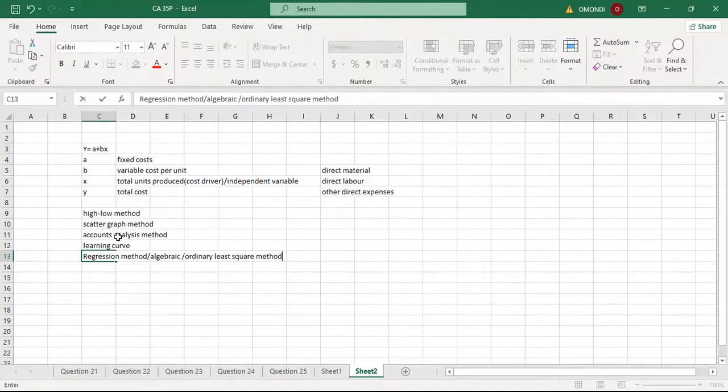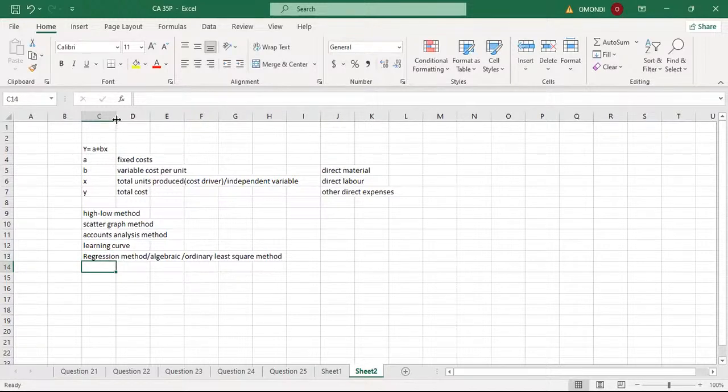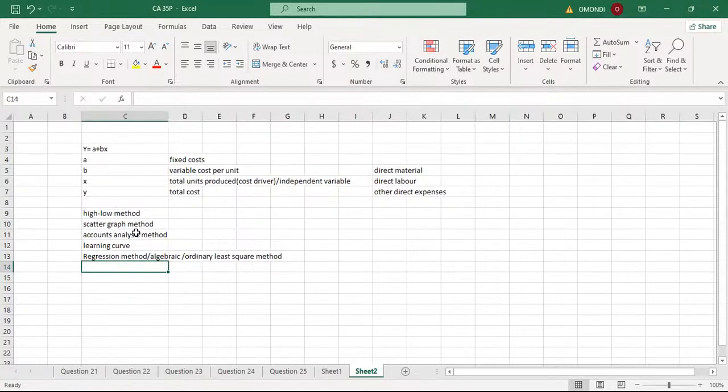Is this the first class for January to April group? Yes, this is what we are going to cover. These are some of the concepts which need to be covered there. So today we are looking at the regression concept.